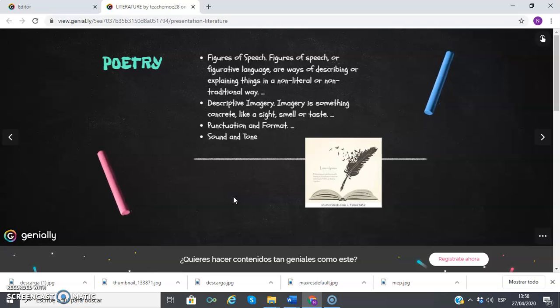Descriptive imagery like a sight, smell, or taste, punctuation and format, sound and tone. Of course, it's not the same to read a poem or a story, but why? That is the explanation. Because it has a different tone, different sound, and the figures of speech that create a difference. Also, another characteristic is the stanzas and lines that we discussed last week.